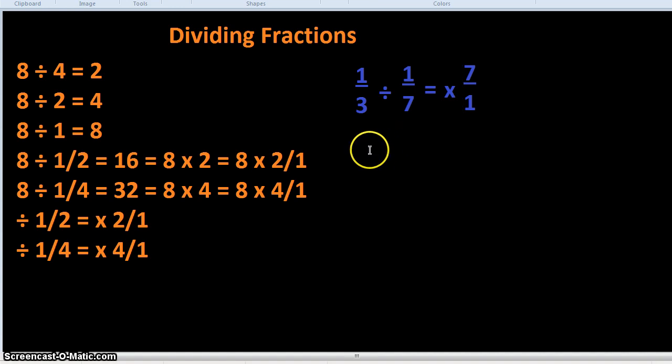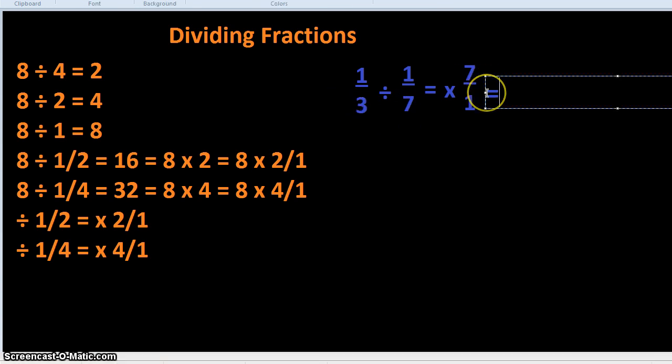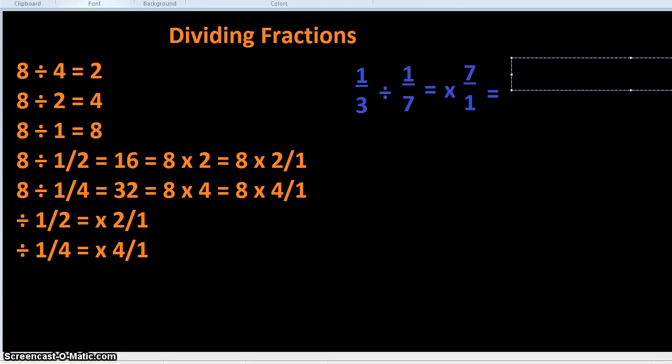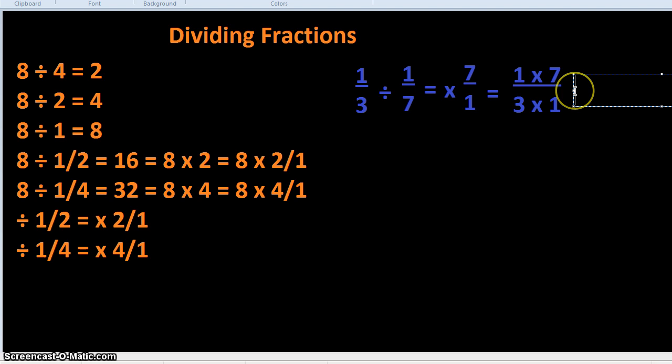And we saw in the last video that 1 over 3, when you multiply by a fraction, you can simply multiply the numerator and multiply the denominator. So this just equals 1 times 7 over 3 times 1, which equals 7 over 3.